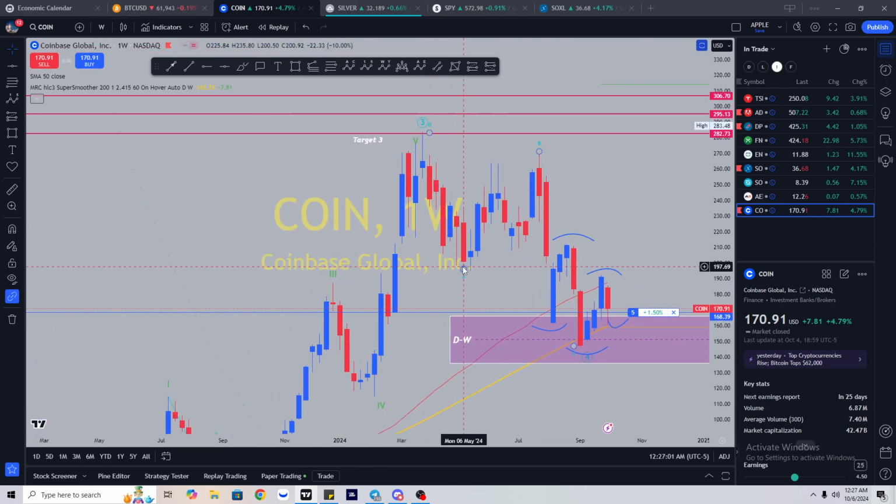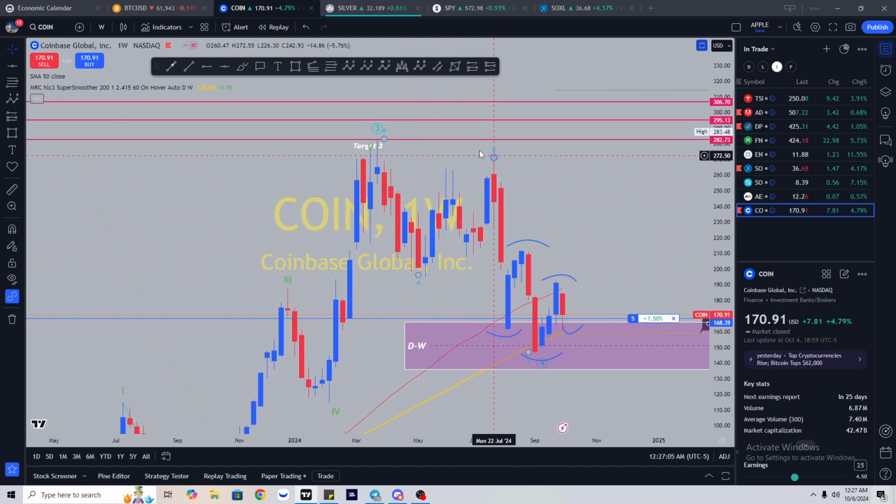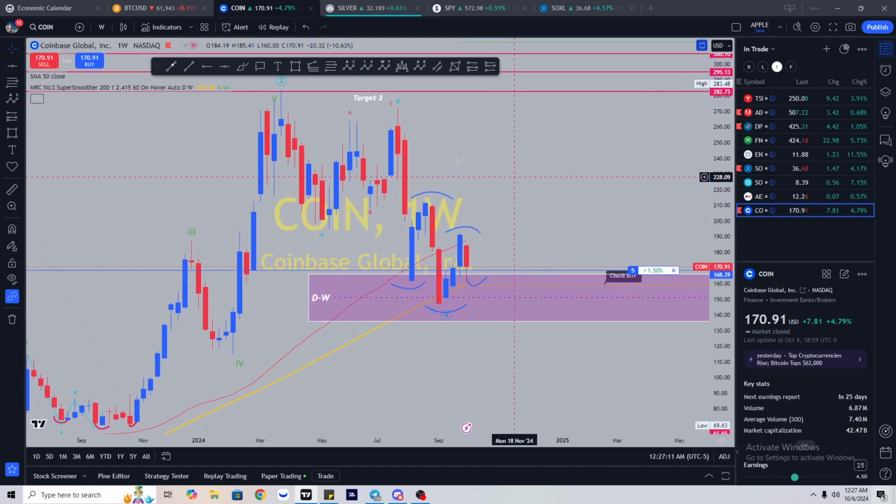So subwave for A is 1, 2, 3, 4, 5. Subwave for B is in our A, B, C, so that you can see that perfect subwave for wave B. A, B, and then C. And then it goes to another 1, 2, 3, 4, 5. So we could go lower.